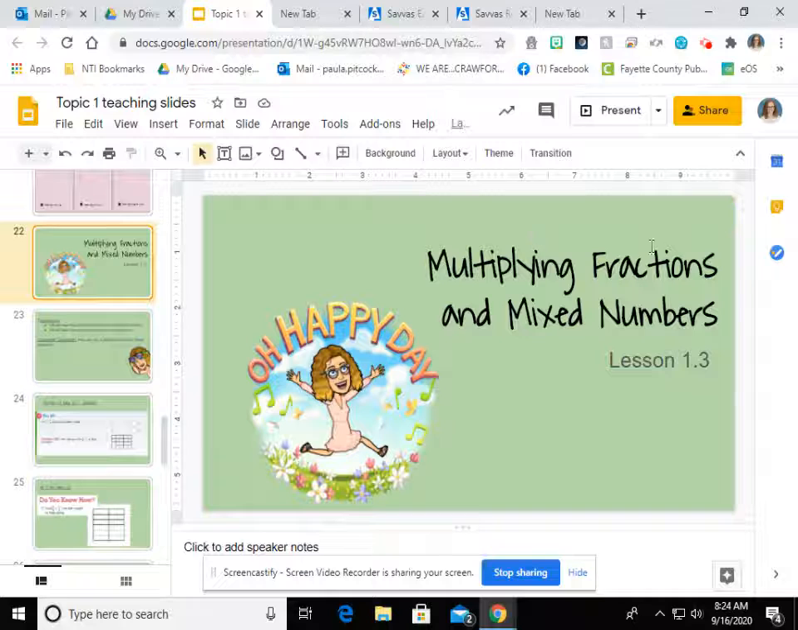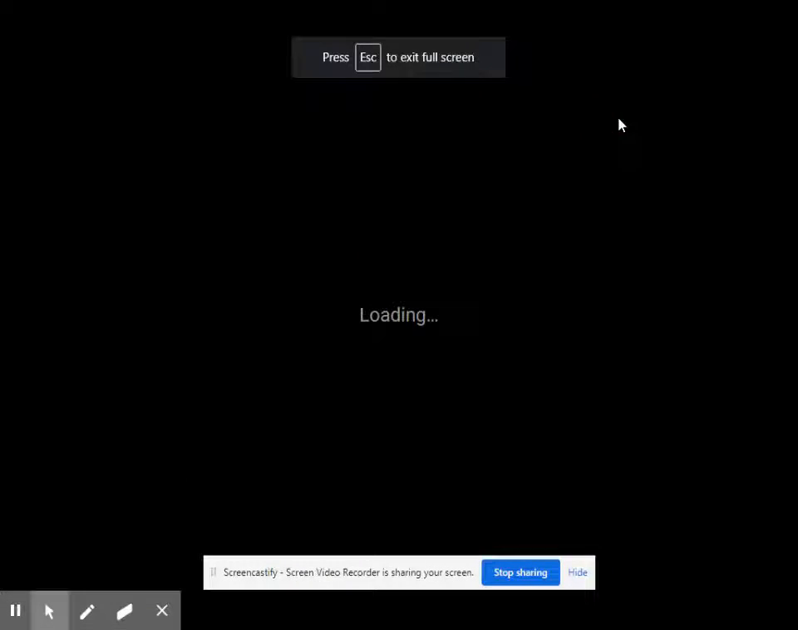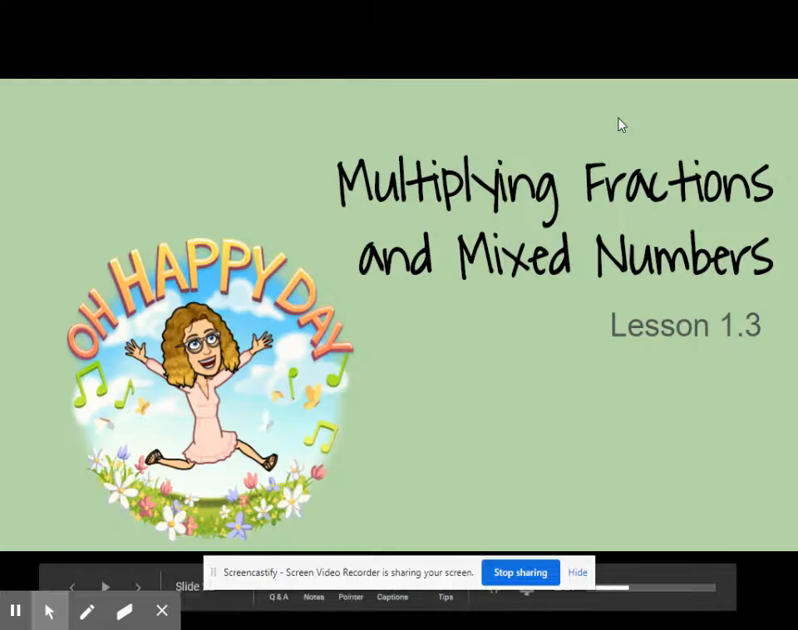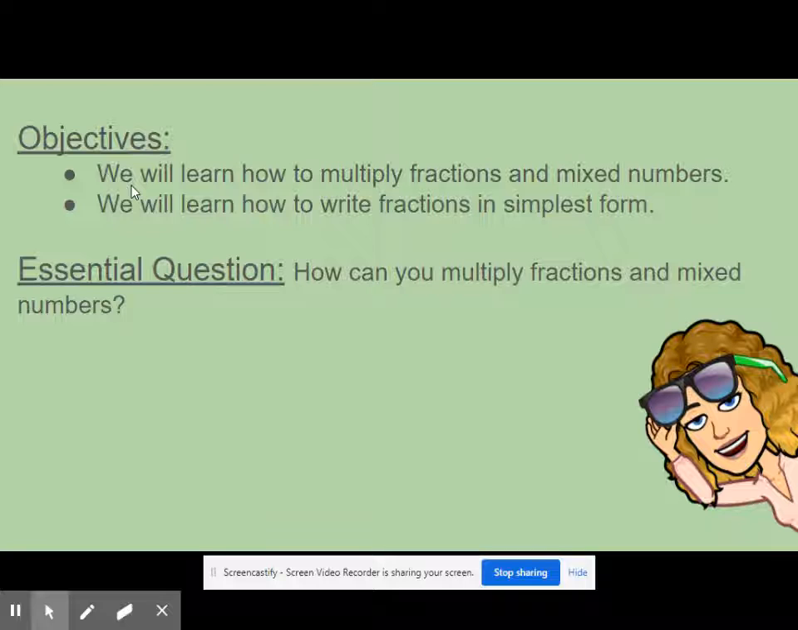Today, we're going to be talking about multiplying fractions and mixed numbers. Now, you should have dealt with fractions and mixed numbers in elementary school, and so today should hopefully be a review. We're just going to multiply fractions and mixed numbers. So our objectives are going to be to learn how to multiply fractions and mixed numbers, and we're also going to learn how to write fractions in simplest form.